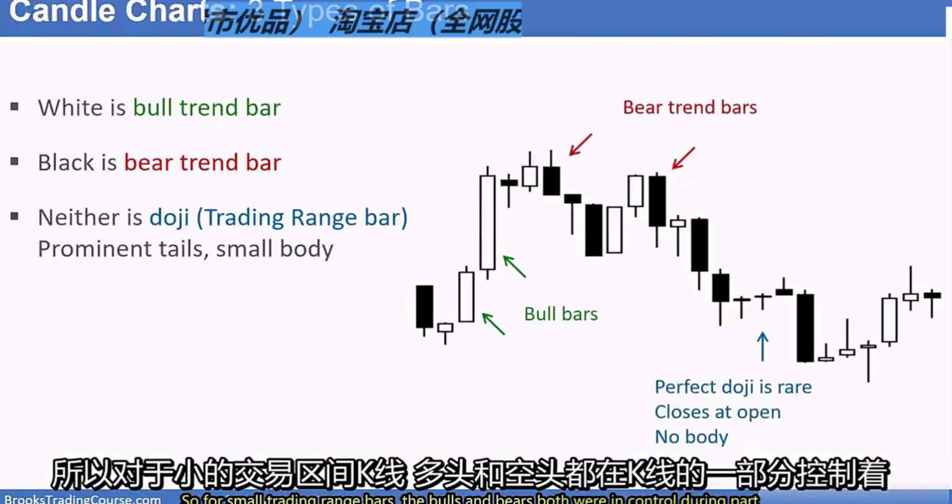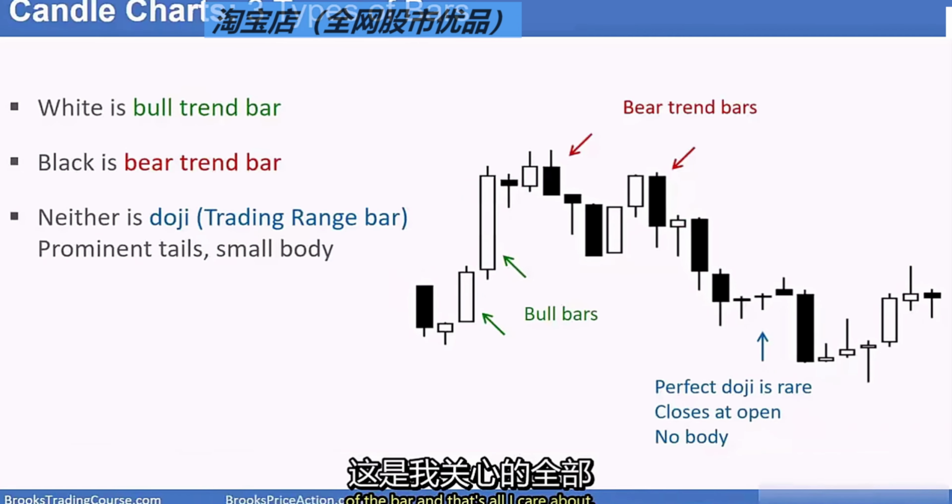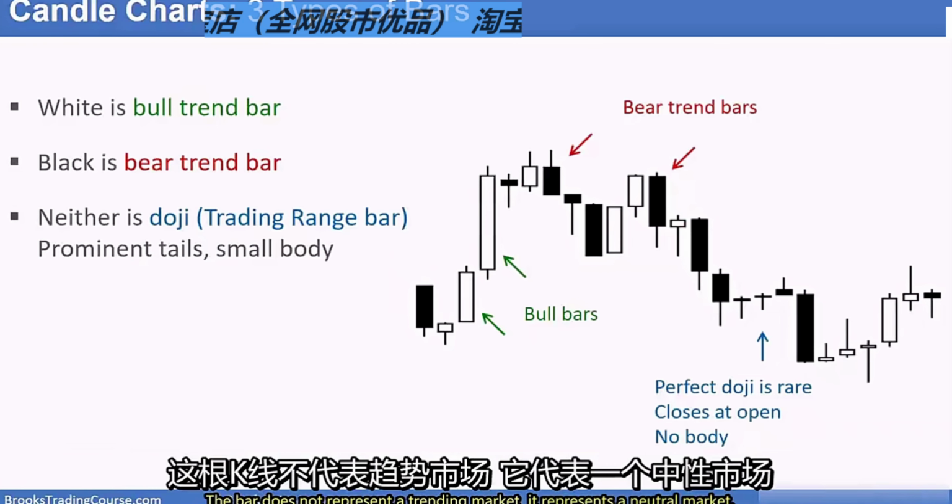They're small trading range bars. The bulls and bears both were in control during part of the bar, and that's all I care about. The bar does not represent a trending market. It represents a neutral market.